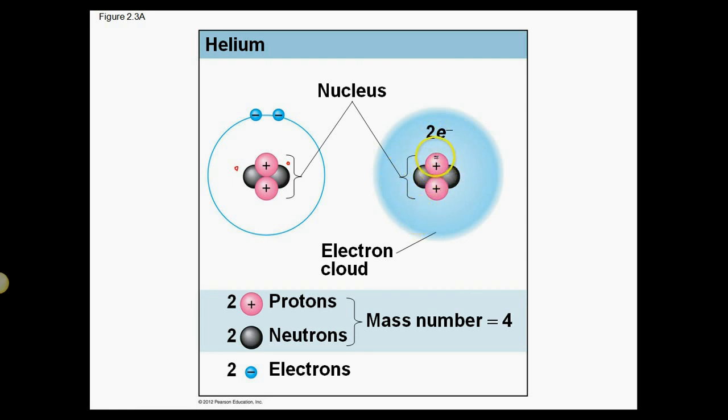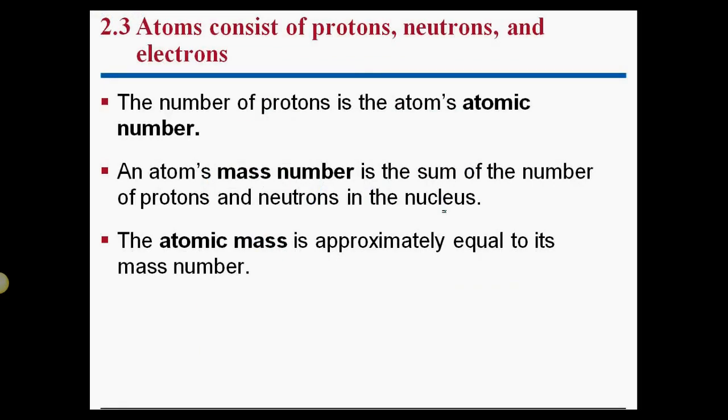So electrons have no weight. The only things that you're counting for mass in atomic mass units are just the particles in the middle. So we have 1, 2, 3, and 4. That gives us a mass number of 4. The electrons are negligible here. They don't contribute at all to the weight. The number of protons is the atomic number.